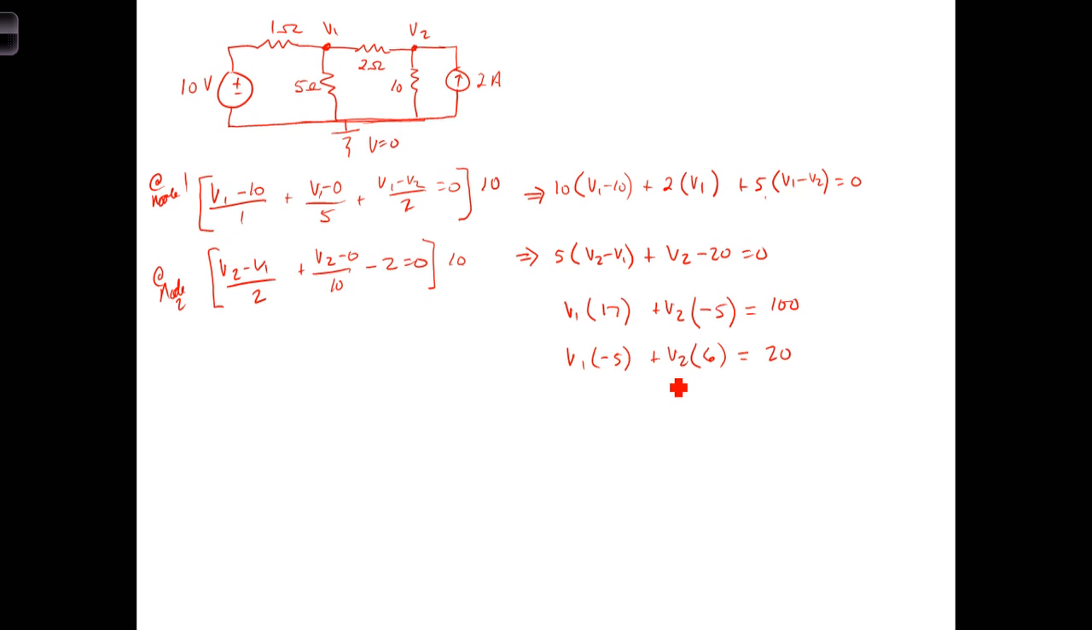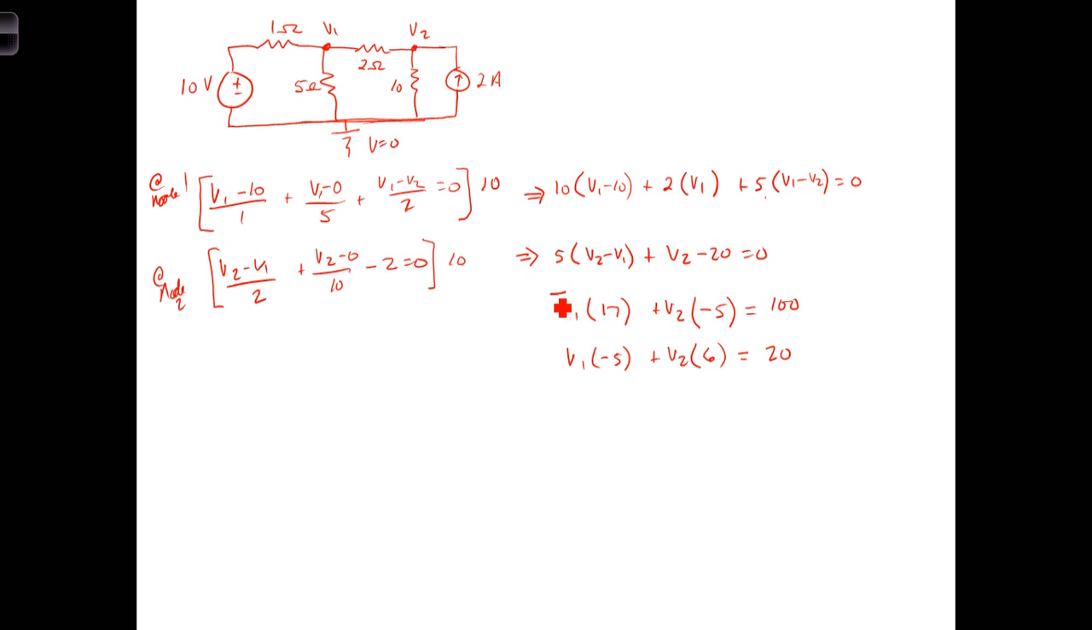And so let's solve this using a technique that they teach you in college algebra. It's known as elimination. To do that, we're going to multiply both sides of this equation by 6, and both sides of this equation by 5, because when we do so, we'll get a negative 30 V2 term in this equation and a positive 30 V2 in this equation, which when we then add those two equations together will eliminate the V2 terms, and we're able to solve for V1.